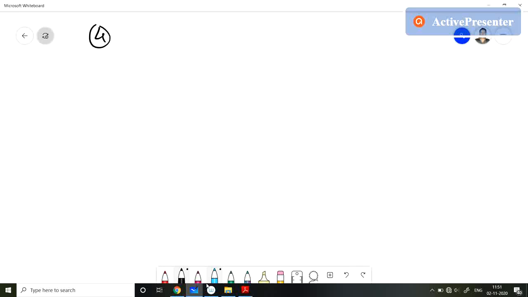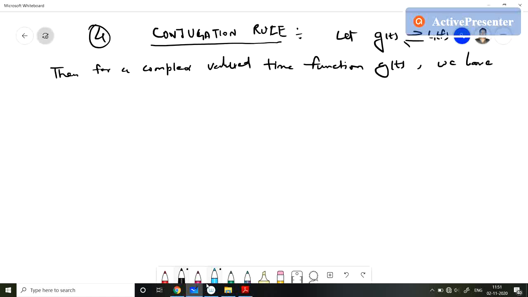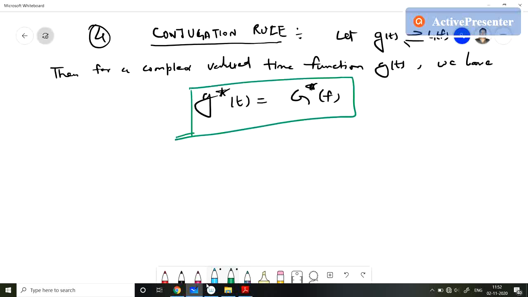So we have another property that is called the conjugation rule. Let g(t) have Fourier transform G(f). Then for a complex valued time function g(t), we have g conjugate(t) is equal to G conjugate(minus f). So g conjugate(t) is equal to G conjugate(minus f).